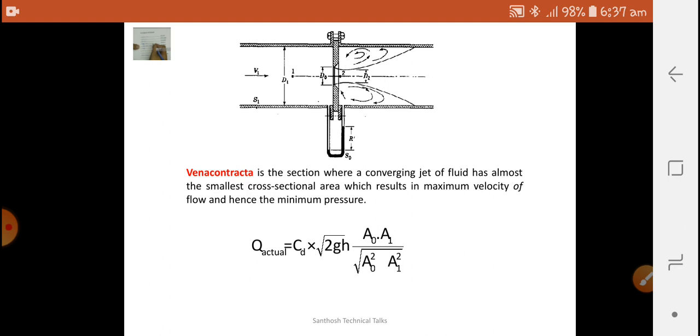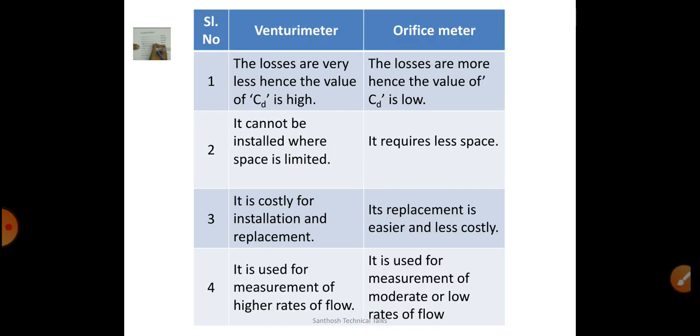So it cannot produce that much coefficient of discharge, even though it is simple in construction. It is not advisable for measuring the discharge anywhere. So the orifice meter is more on the theoretical side. So here is the difference between the venturimeter and orifice meter.